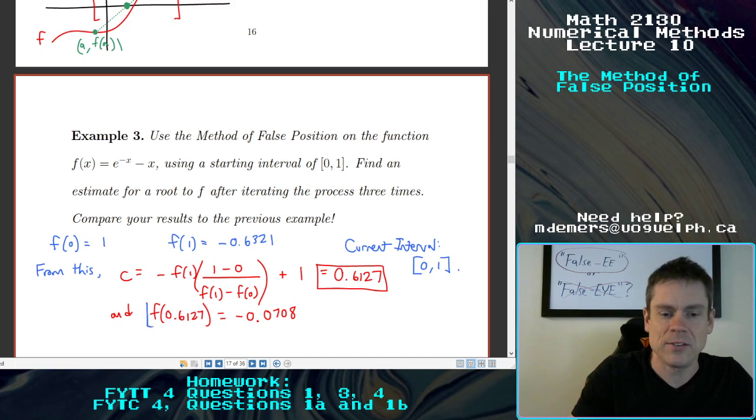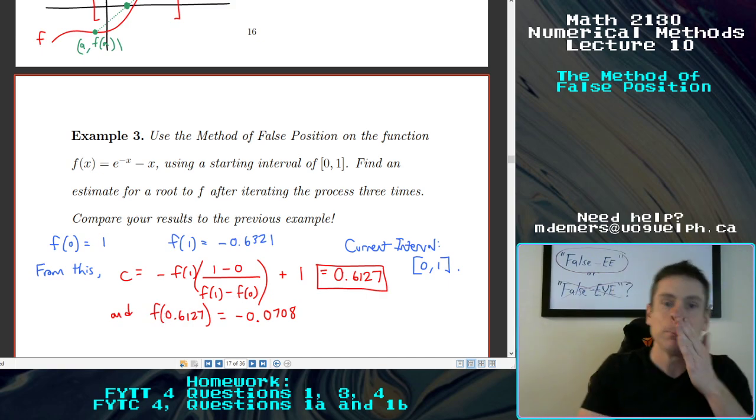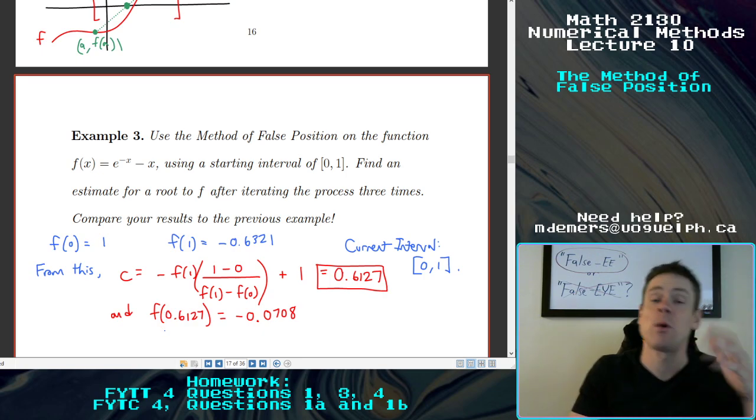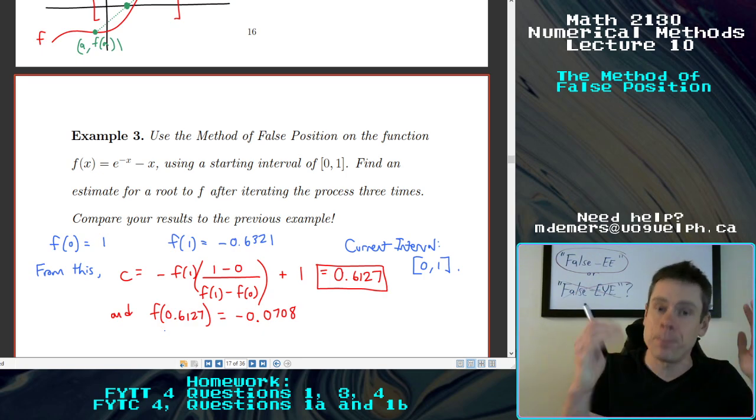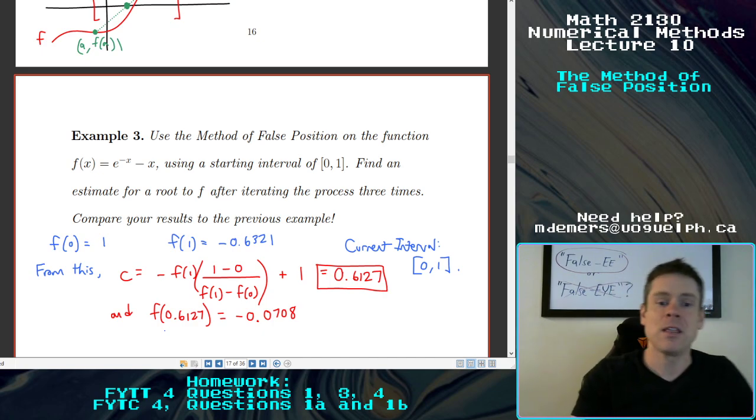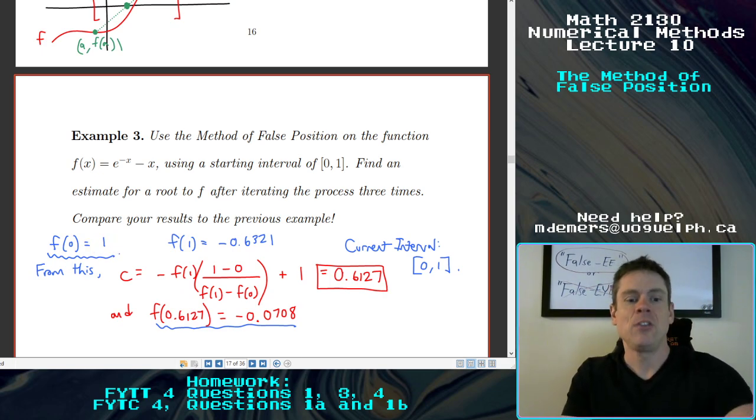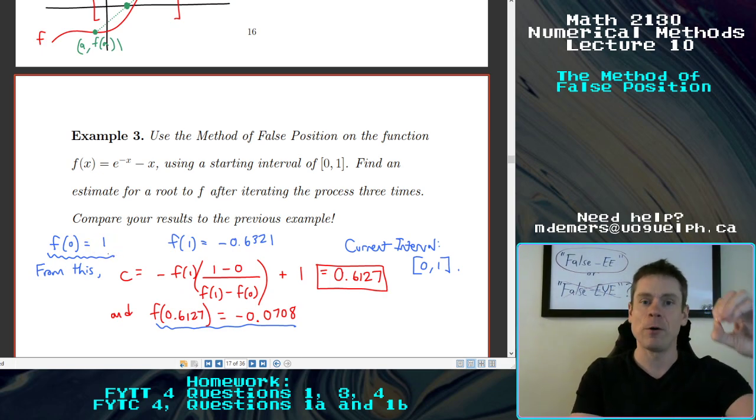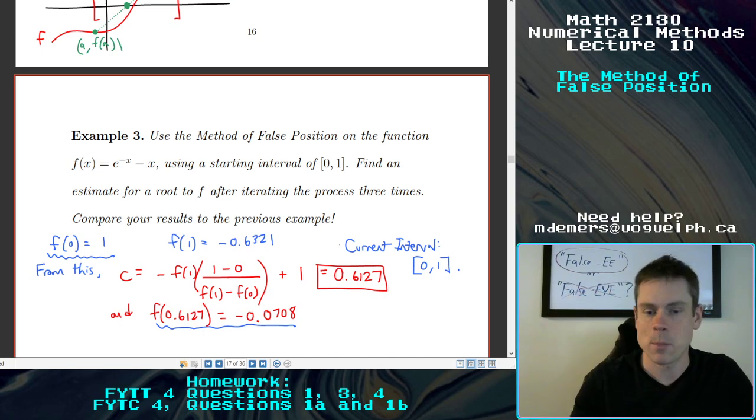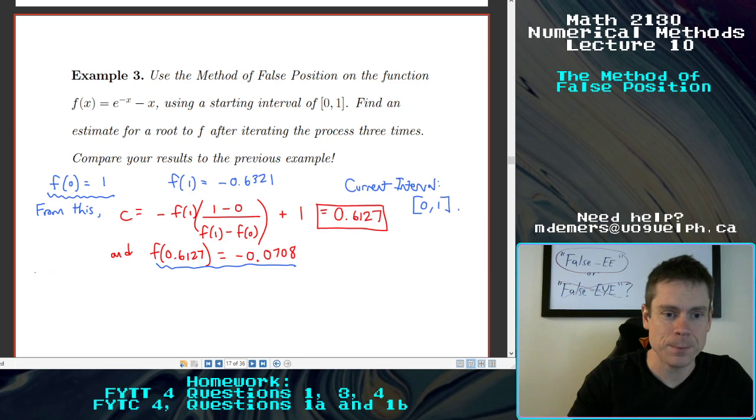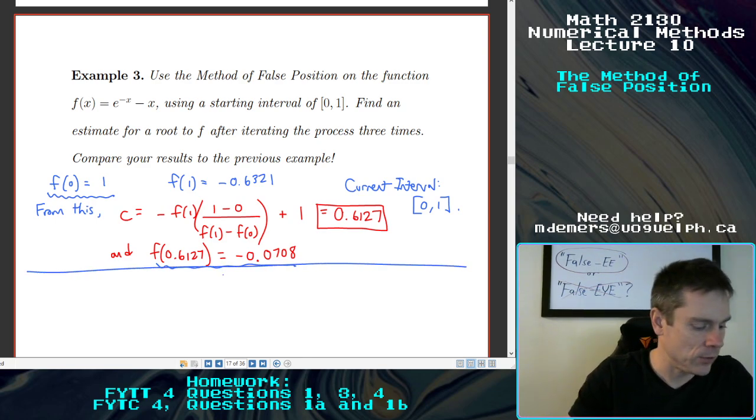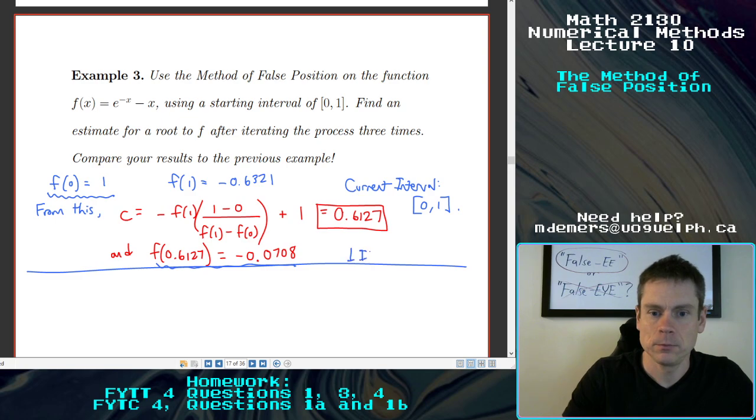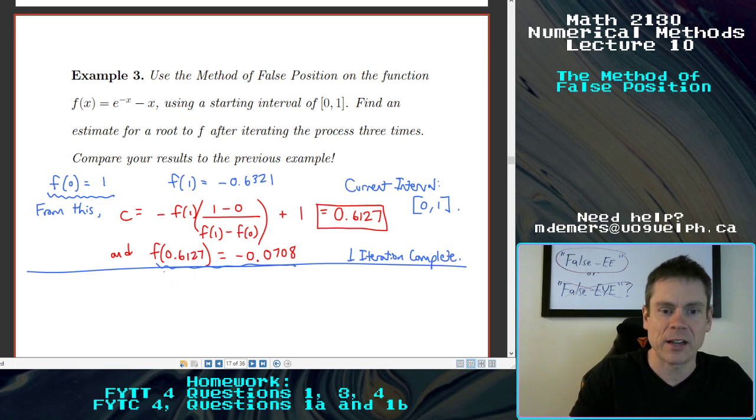All right, so this here is going to be one of the endpoints of the new interval. And I want to choose the endpoints of the new interval so that they still enclose the root. I see that the answer here is negative, so I want to choose the one out of the original two where it's positive, the plus one that appears here. So my new interval is going to be 0 to 0.6127. So that's one iteration. One iteration is complete, and we're going to move on to the second one.